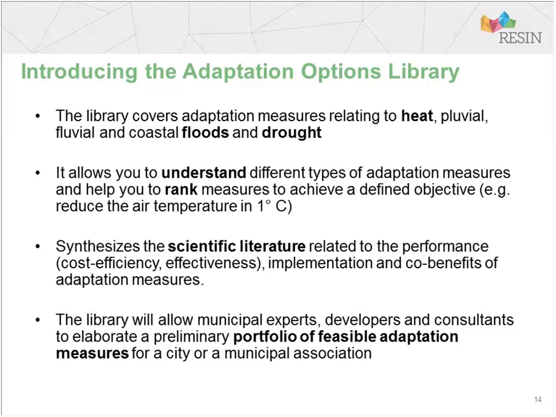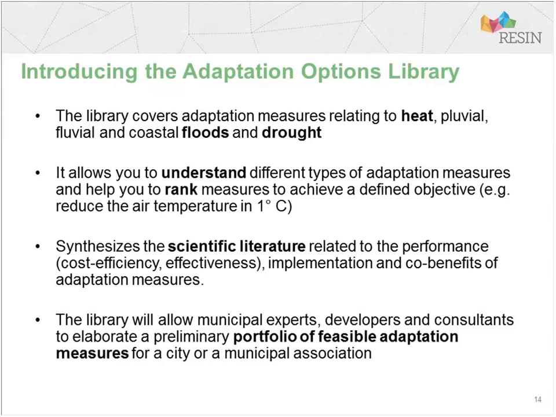Understanding the performance, what we are covering with the library is the cost efficiency, in the sense of, for example, the benefit cost ratio of the adaptation measures. We are also covering the effectiveness, in the sense of how much we can reduce the heat or the flood thanks to the adaptation measures. We are also including some information on implementation of the measures and co-benefits of them. So in some cases we give quantitative performance information, and in other cases some qualitative information like co-benefits and implementation.